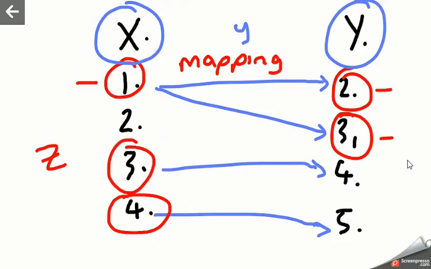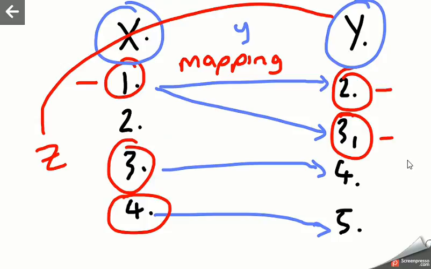Then we'll say Y is actually a mapping from Z to Y, because it doesn't send this number 2 in the set X anywhere. So Y is a mapping from the set Z, which consists of 1, 3, and 4, to the set Y, which consists of 2, 3, 4, and 5. But it is not a function because it takes the input number 1 and sends it to 2 outputs.